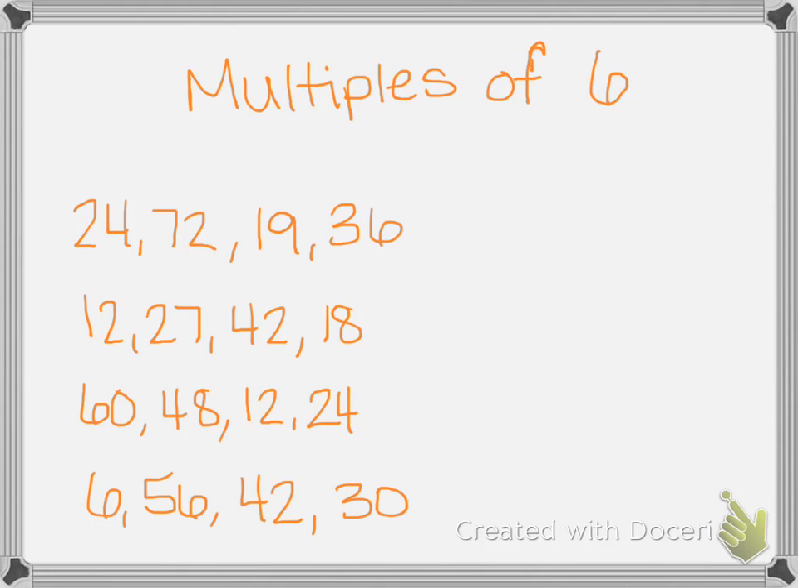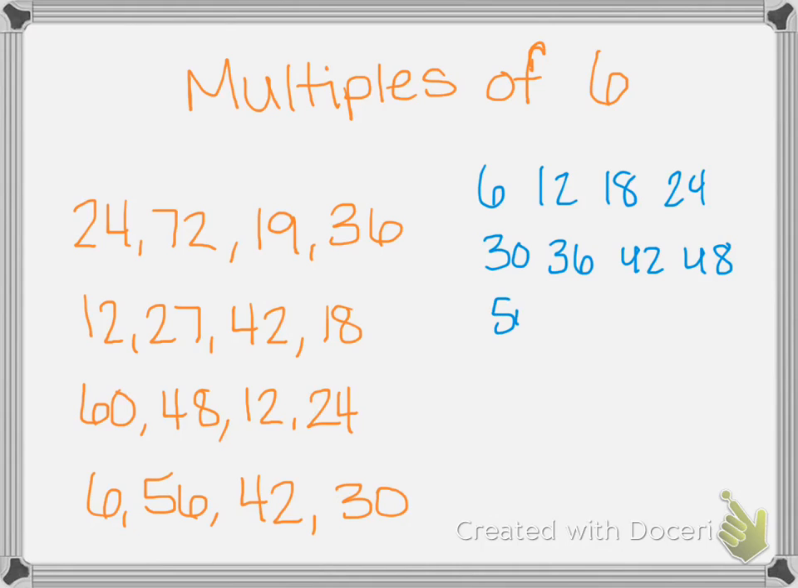Number 3 says, which of the following are all multiples of 6? Choose the best answer. So if I think of my multiples of 6, I just start counting by 6: 6, 12, 18, 24, 30, 36, 42, 48, 54, 60. So now if I look at all of my multiples, the first one is 24, 72, 19, which is not a multiple, and 36. So the first one doesn't work.